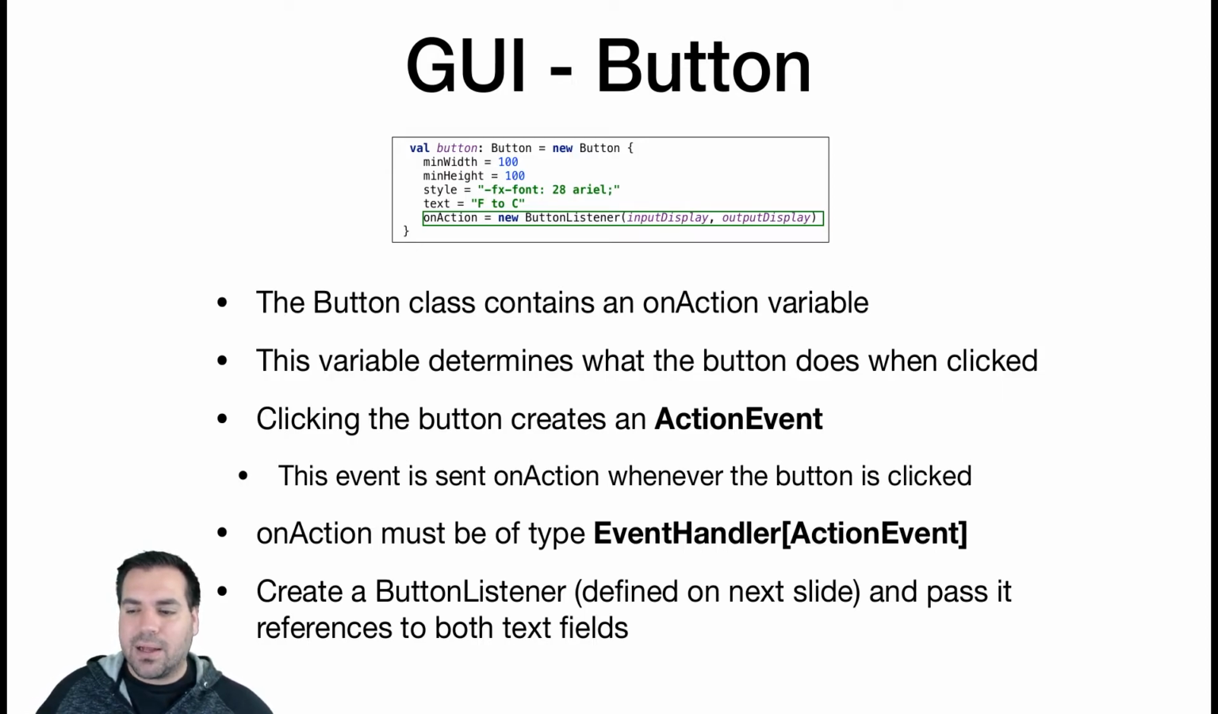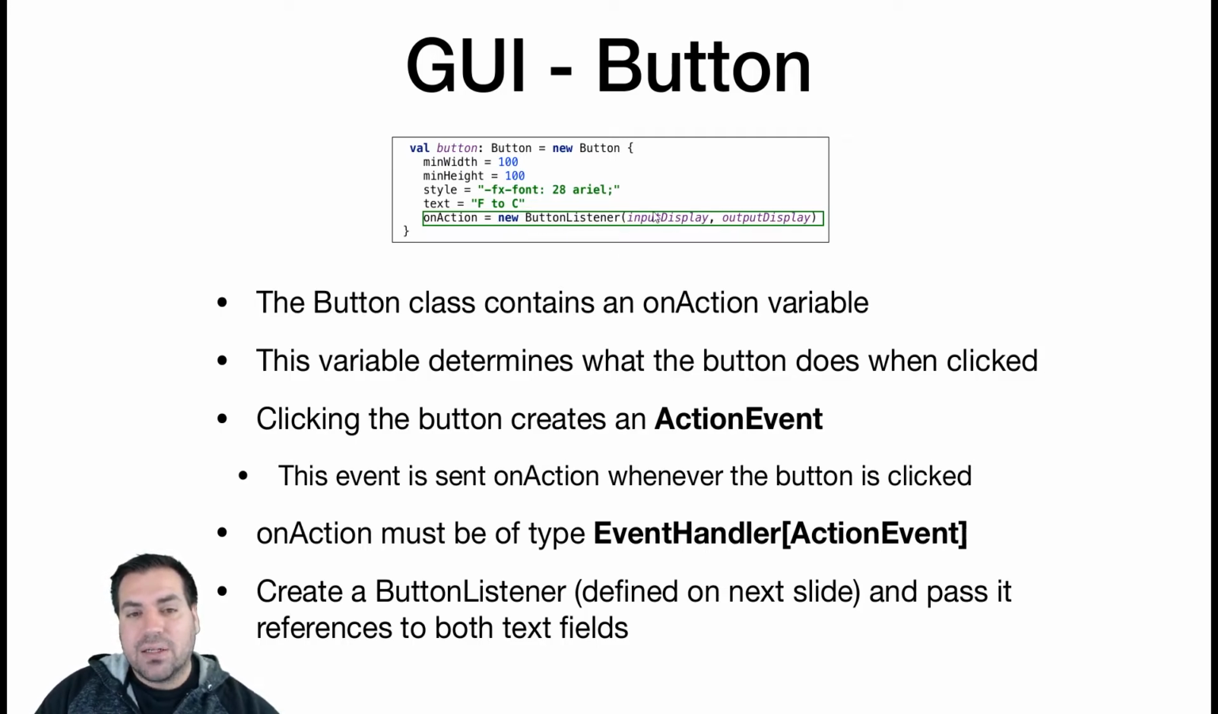The event being the button click. The user clicked this button. So that action event is created, and it's passed to this event handler of type action event, and then that action listener, that event handler is going to handle that event. So whatever code we want to be called when an action occurs, when this button is pressed, is going to be handled by this event handler.